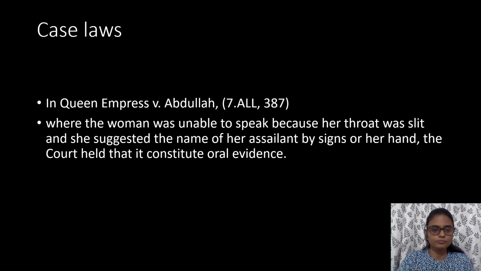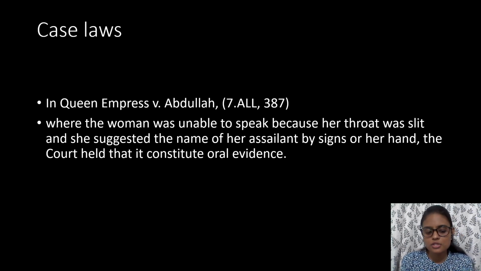Section 60. The case law on this is Queen Emperor versus Abdullah. This is a very famous case regarding section 8, which deals with motive and preparation, that we would be learning further. But in this case, what happened? The victim, the deceased, was brutally attacked and could not speak. So she used her hand to signal who was the one who slit her neck.